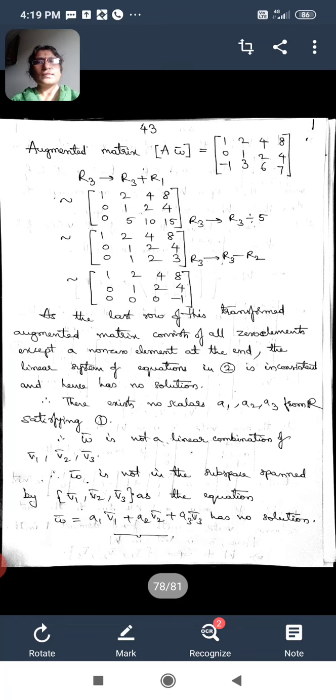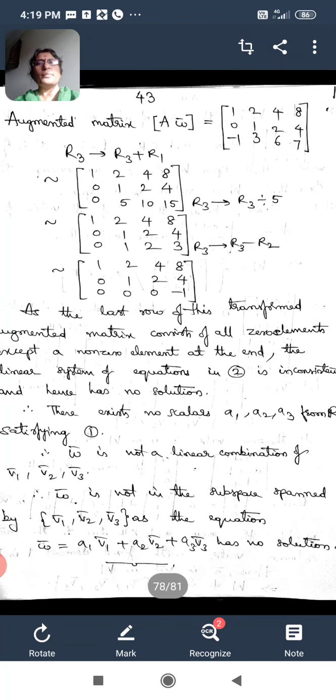Now consider the augmented matrix A w bar. The augmented matrix A w bar is obtained by taking the whole matrix A first, then in the fourth column taking the column vector w bar. So we get this: 1 2 4 8, 0 1 2 4, minus 1 3 6 7 as rows. There are 3 rows and 4 columns, so it is a 3 by 4 matrix.